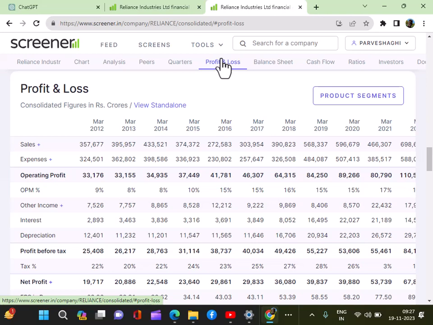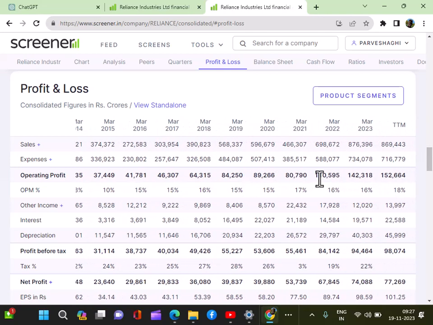If you look at their top line, in 2012 their turnover was 3,57,000 crores, and as we go along, in March 2023, their revenue has gone up to 8,76,000. It's a huge jump. What is the rate at which they are growing? We'll just calculate that. Just tell me the numbers.